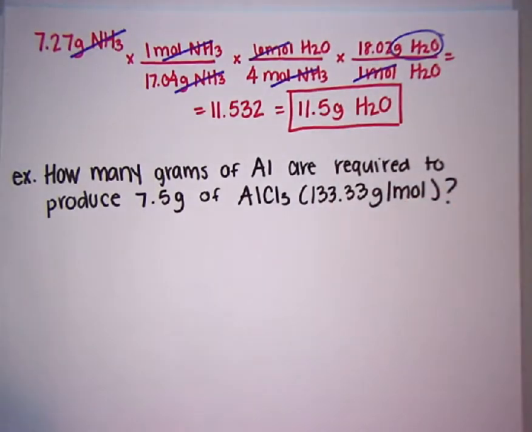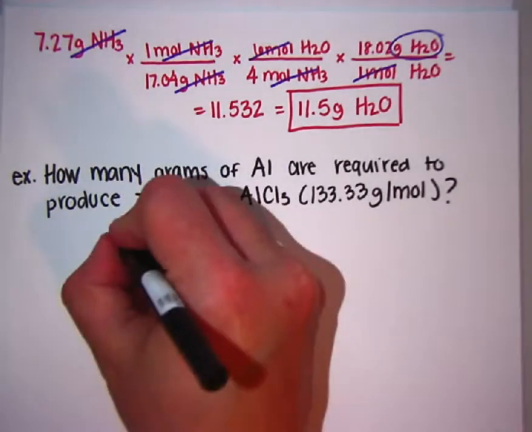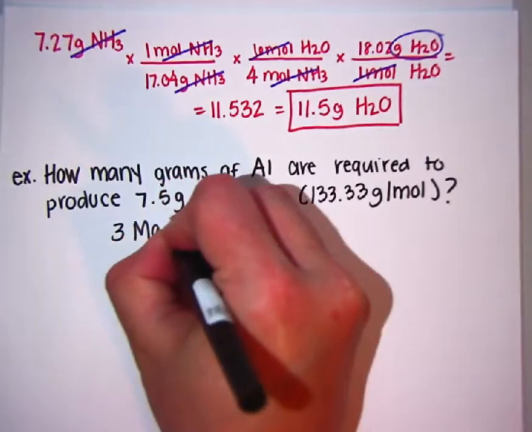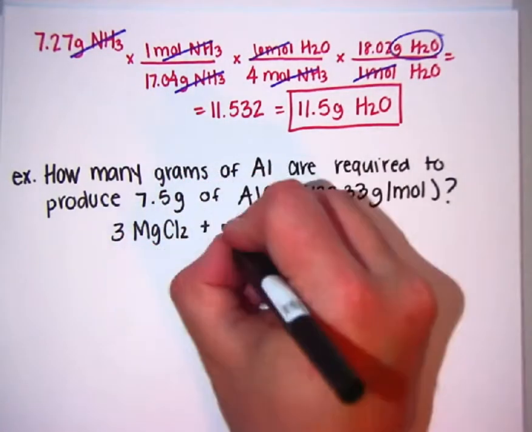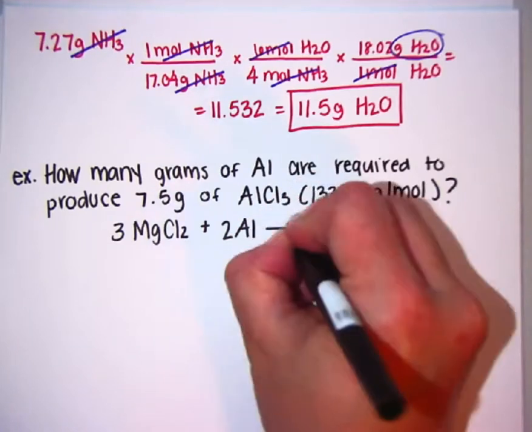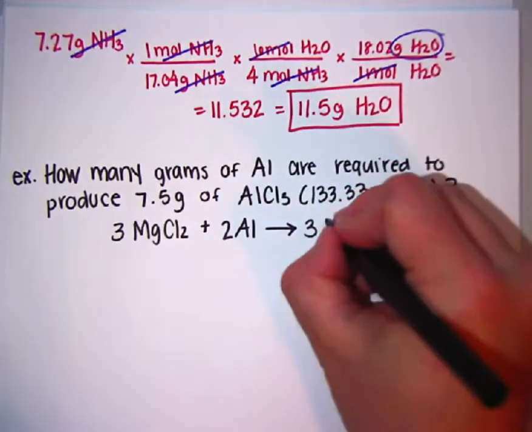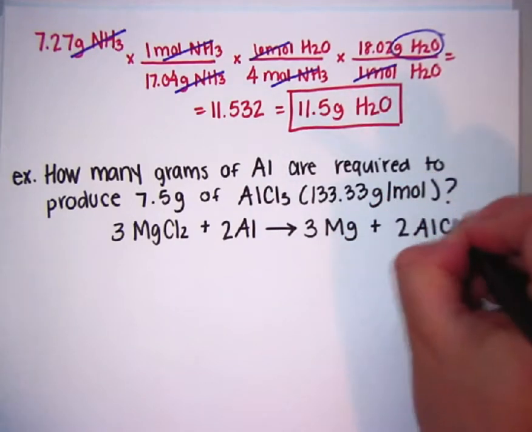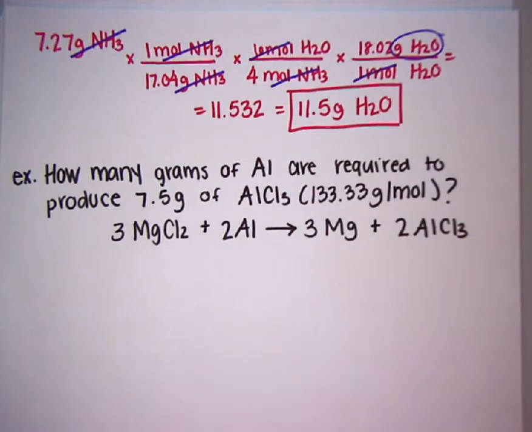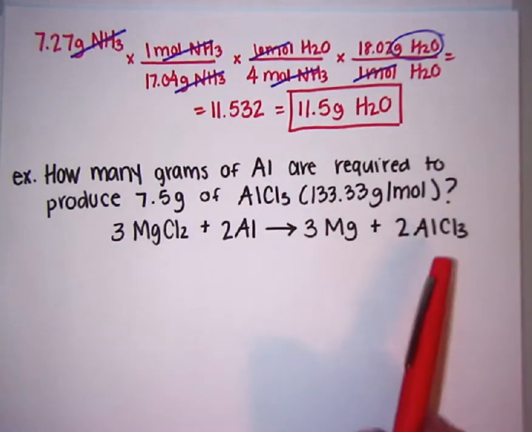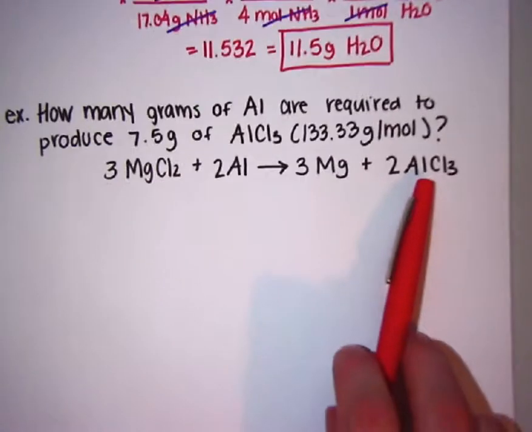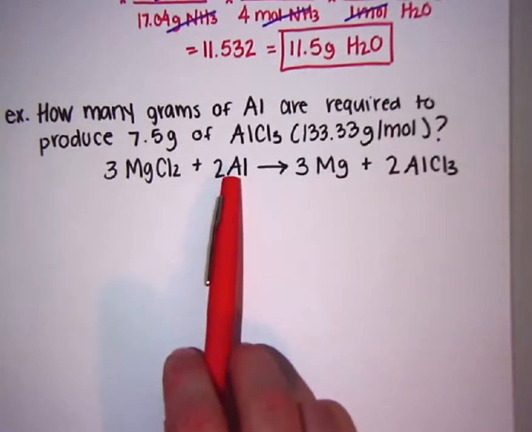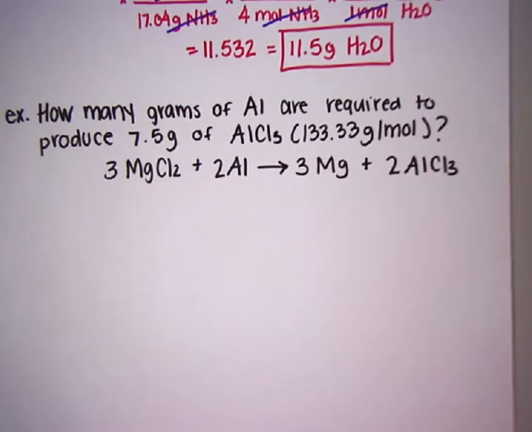So this is a mass-to-mass problem. We're starting with grams, we're ending with grams. So let's say we were actually doing this reaction in the lab, and we want to make 7.5 grams of aluminum chloride. Well, we would need to know how much aluminum we need to put into the reaction in order to produce those 7.5 grams.